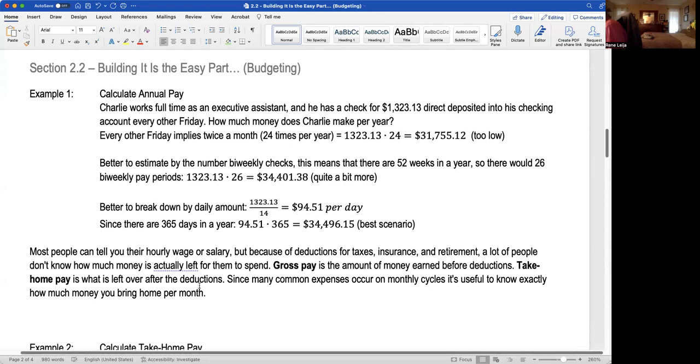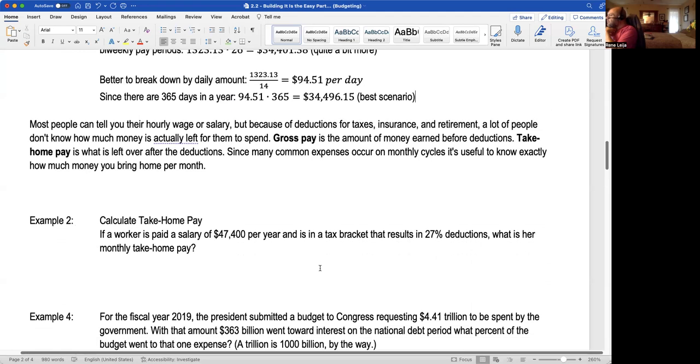All right. Now, most people can tell you their hourly wage or salary, but because of deductions for taxes, insurance, retirement, a lot of people don't know how much money is actually left for them to spend. So when you get a paycheck, your gross pay is the amount of money that you have earned before deductions. Okay. Your take home pay is what's left after the deductions have been taken out of your paycheck. Since many common expenses occur on monthly cycles, it's useful to know exactly how much money you bring home per month. Okay, so calculate the take home pay.